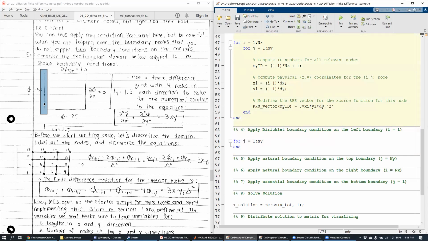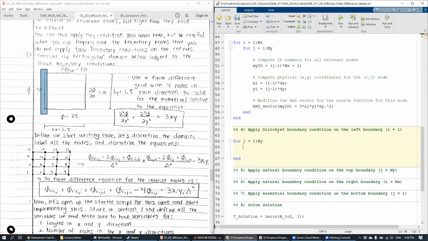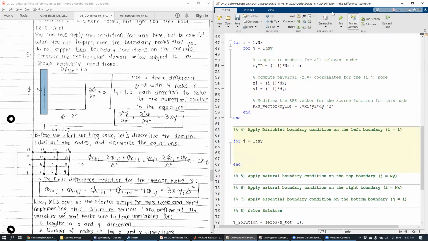Okay. And so since we're looping from j equal to 1 to ny, that's going to take us all the way up the left boundary. All right. And so now let's write out the same sections of code that we have in these ones, but just for the y-axis. Just like we did up there, the first thing we need to do is compute all the relevant ID numbers.